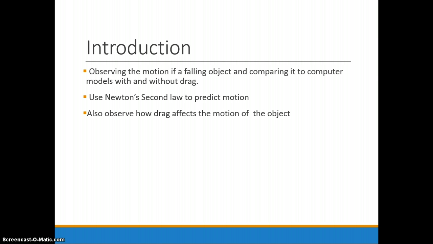Hello, this is my Lab 2 for Modern Physics 1. In this lab, we will be observing the motion of a falling object and comparing it to the models with and without drag. We're using Newton's second law of motion. We'll also observe how drag affects the motion of the object and how we can find the drag to better predict the motion of our object.